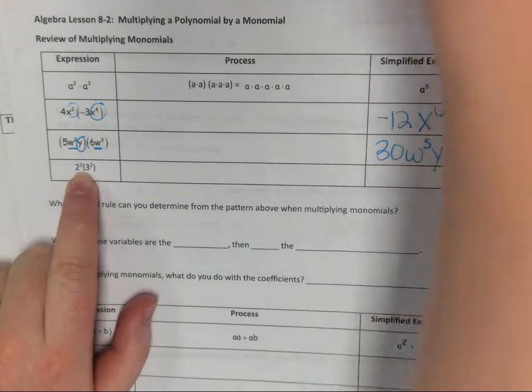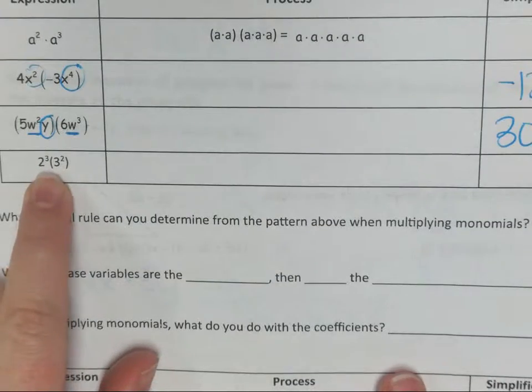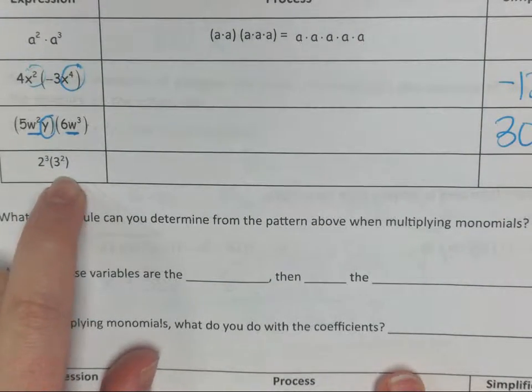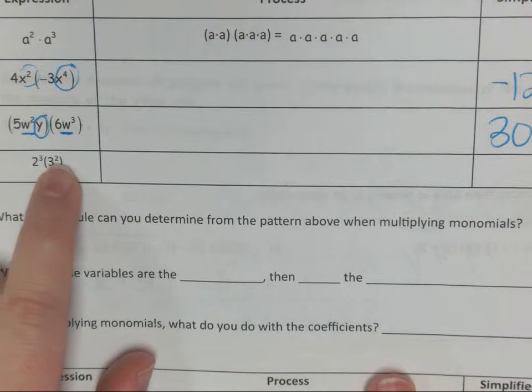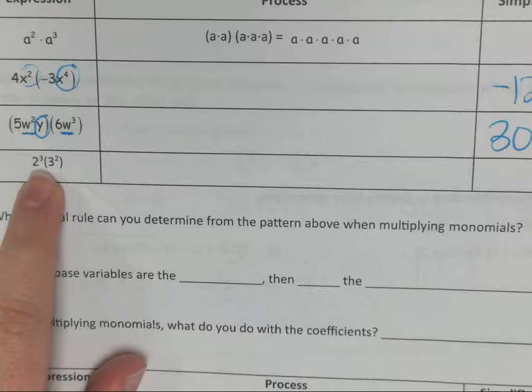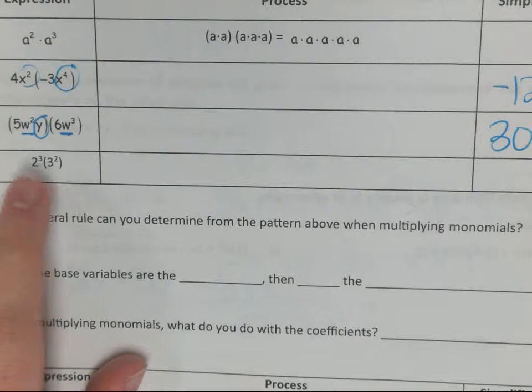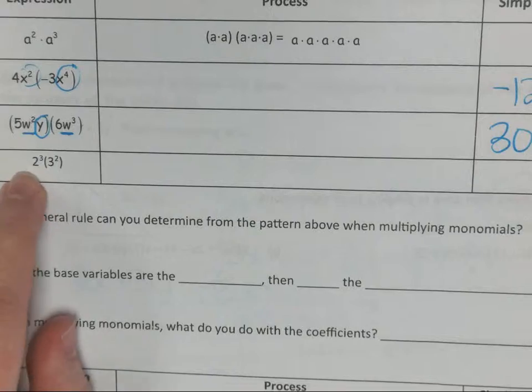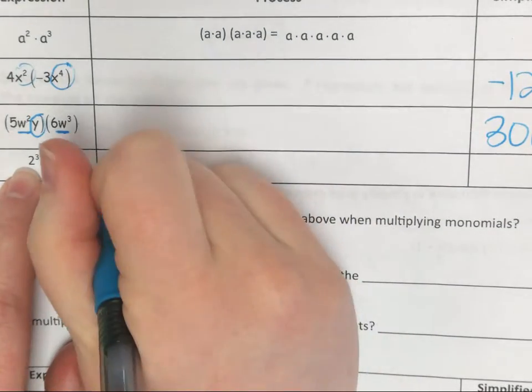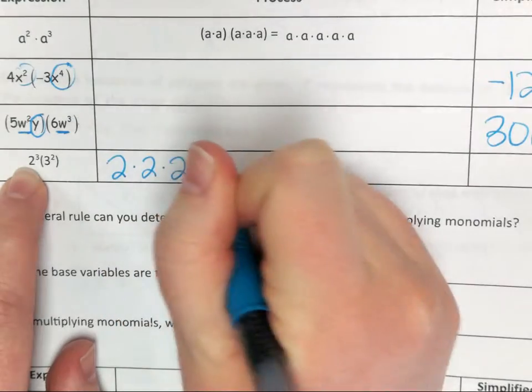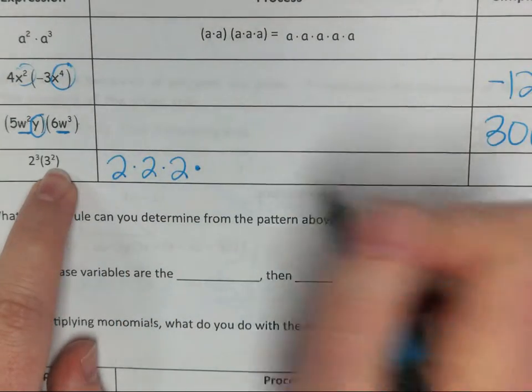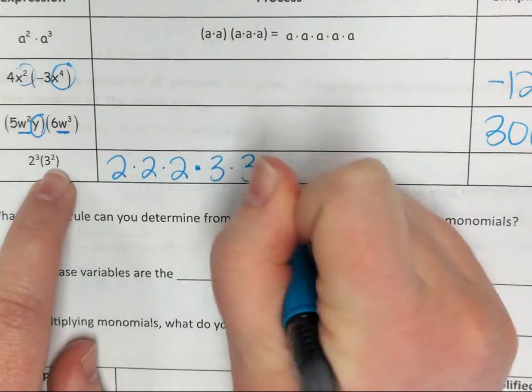You change. All right. So right here we have 2 cubed times 3 squared. Can we add these exponents? No, because they're not the same. Why no? Because there's no common base. Okay? So let's actually write this one out. 2 cubed is 2 times 2 times 2, times 3 squared, which is 3 times 3.